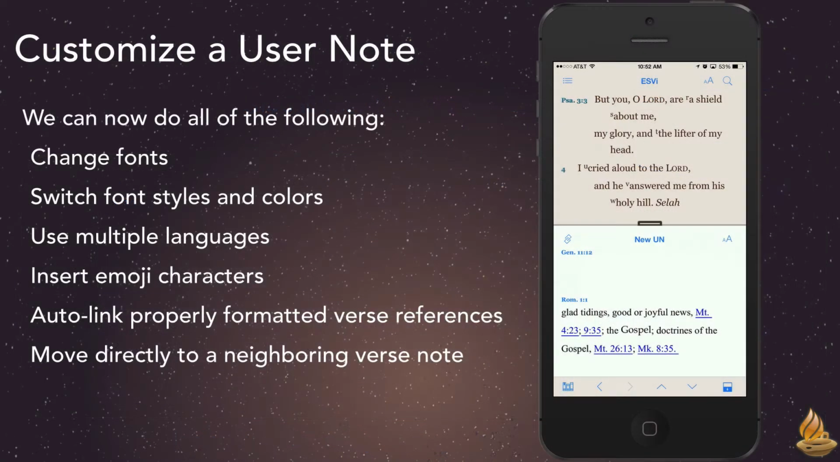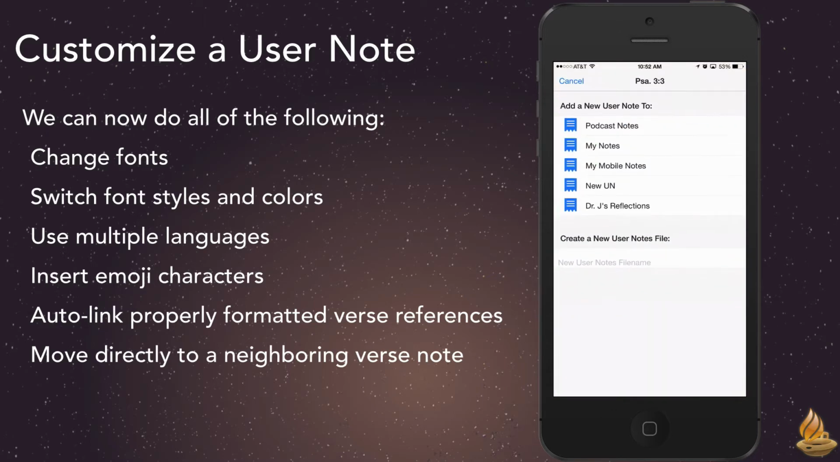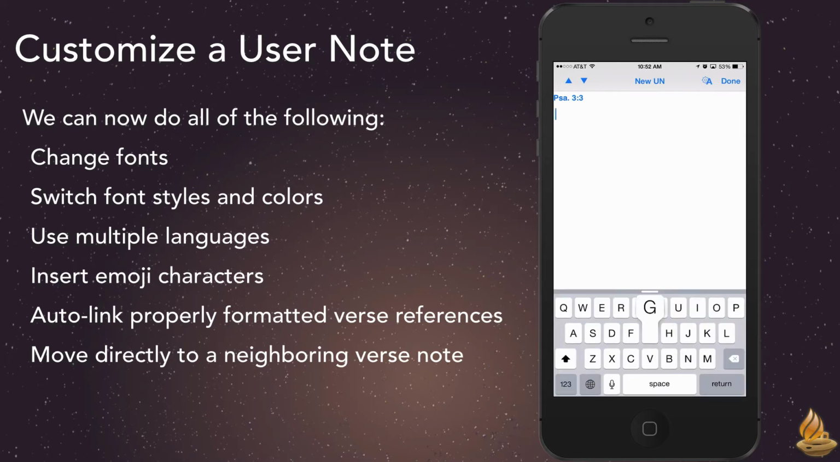Let's make a new user note for Psalm 3:3. It will give us a chance to see several of these new features in action. We'll select the verse reference, tap User Note, then the file where we want to place our note. Now, make sure that the note has the new formatting introduced in Accordance 11 if you want to see all these features. We'll need to type something appropriate to this psalm.